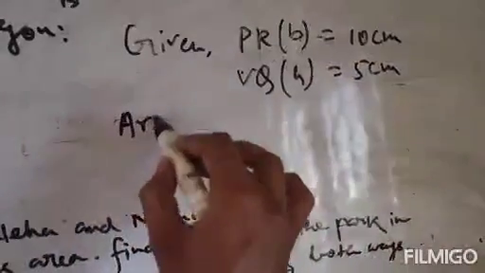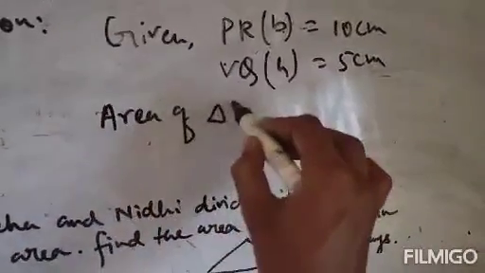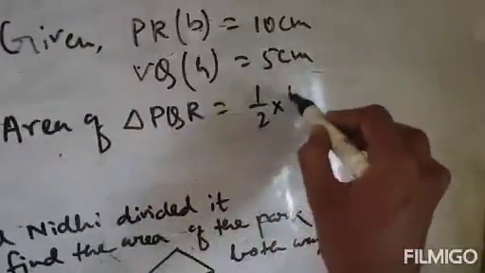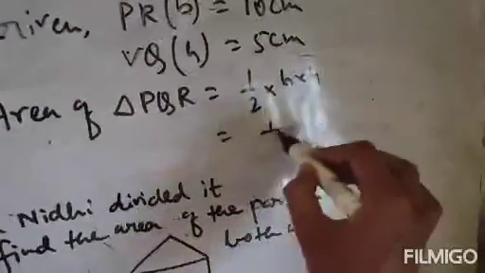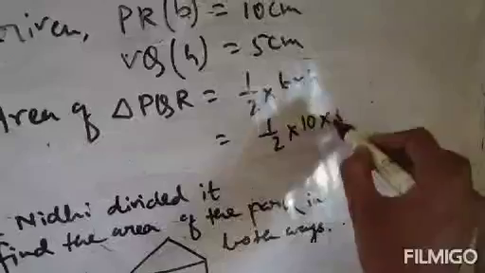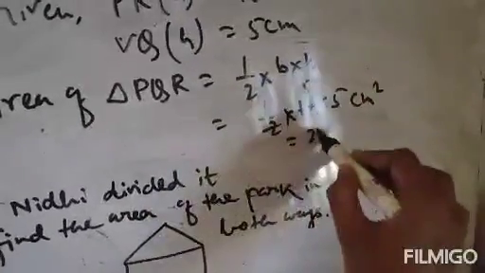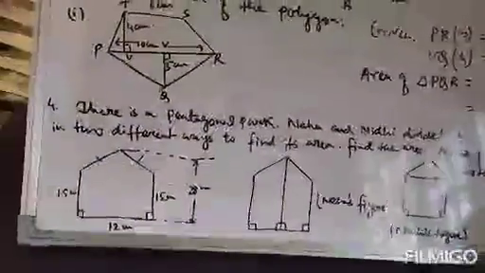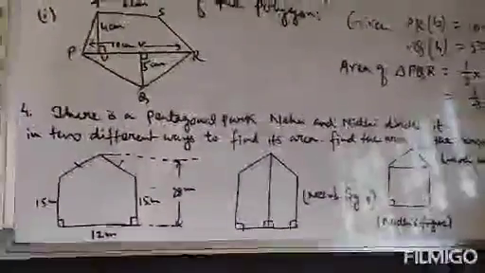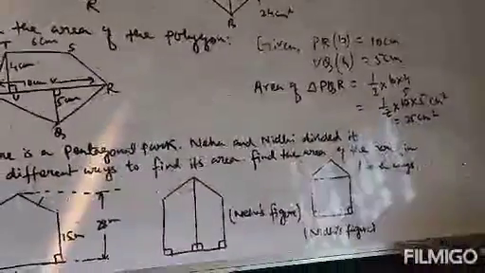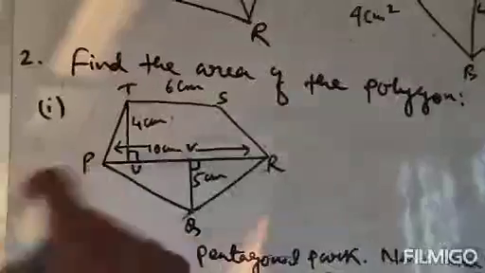So area of triangle PQR is 1 by 2 into base into height. Base is 10 centimeter, height is 5 centimeter. 2 5s are 10, so 25 centimeter square is the area of the triangle. Next we will find the area of this trapezium, that is TSRP.